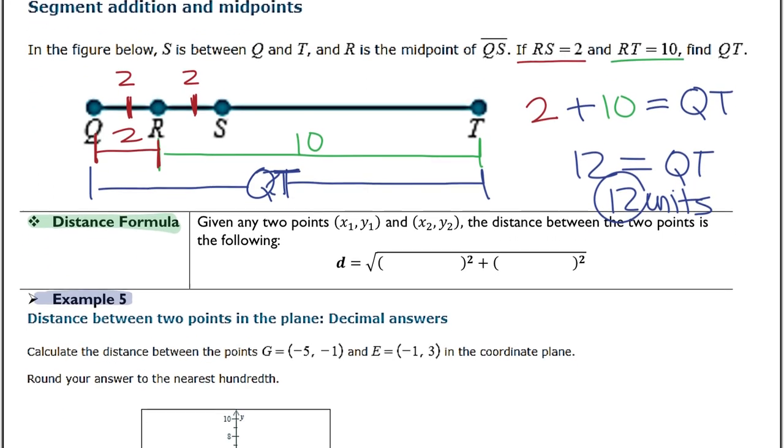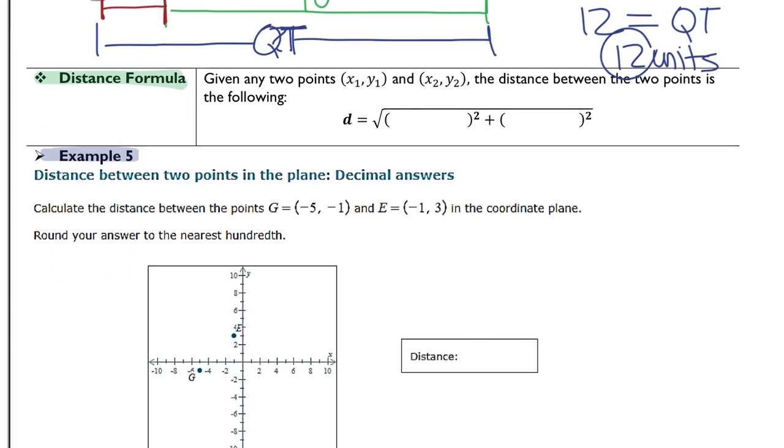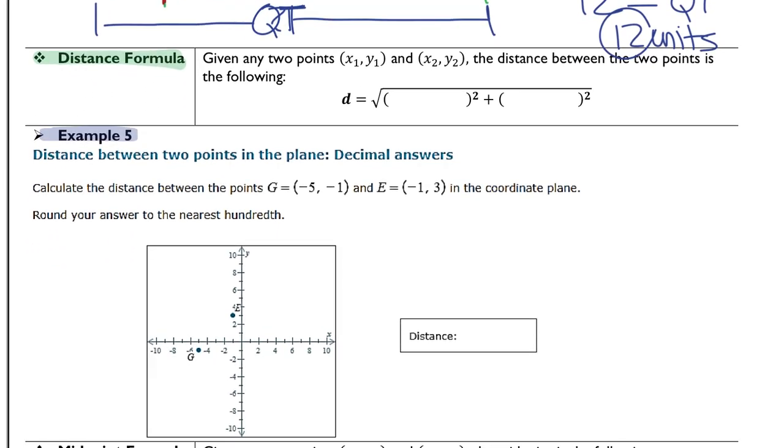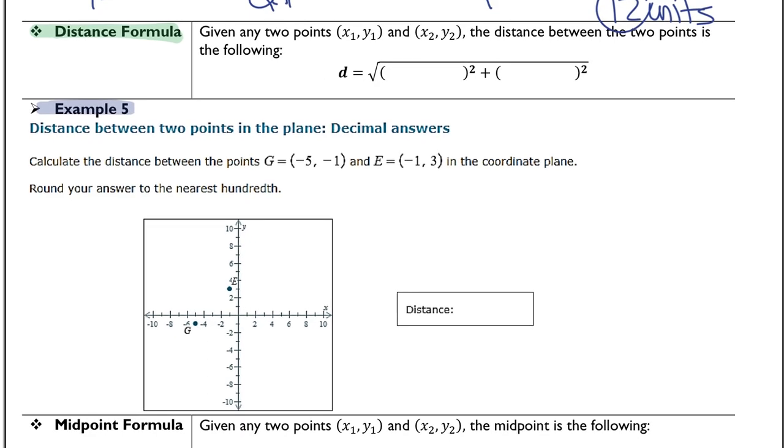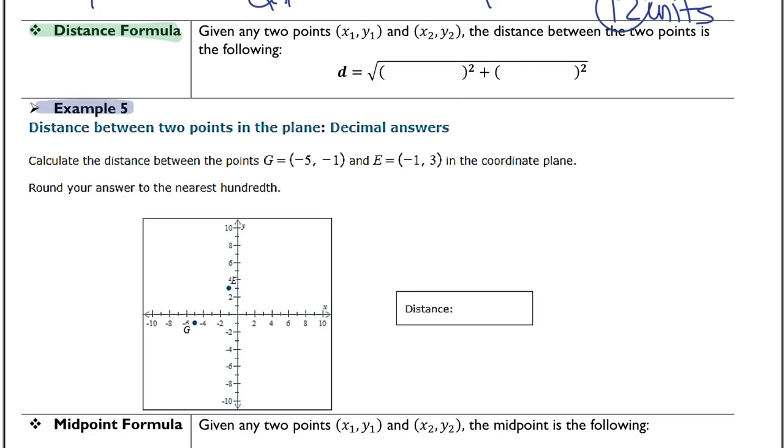So let's go ahead and get into our very last thing, which is the distance formula and the midpoint formula. So we're going to talk about the distance between points and the midpoint. Well, the distance formula is something you should have learned. We're going to find 2 points, any 2 points, and find the distance between those 2 points with this formula.